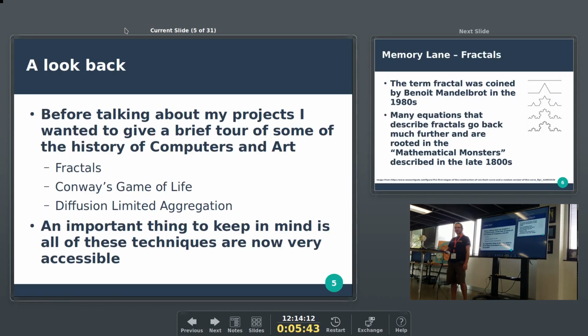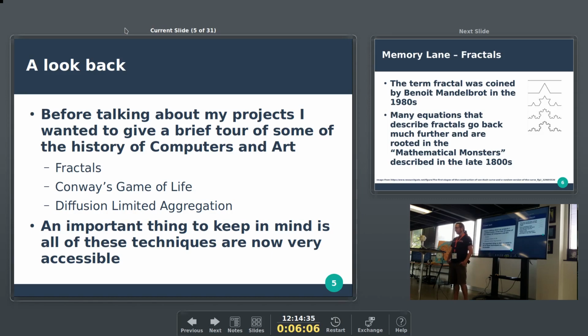So before I get into some of the fun projects I've been able to work on, I'm going to do a little walk through memory lane and try to show some of these things that I think are really magical. Some people in this room, if you're familiar with computer science, may know all of these things. Some of you maybe not, so I just want to quickly touch on some of them and let people see some of these things.